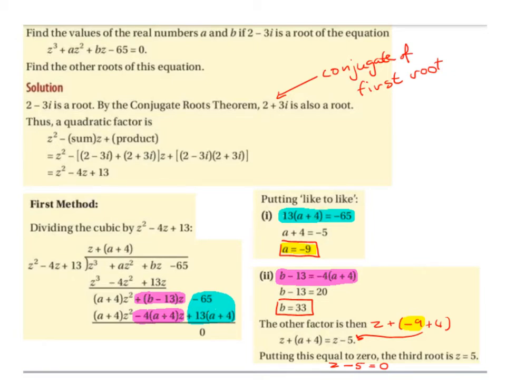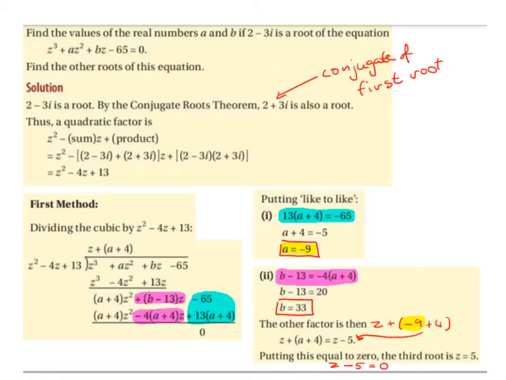So we're left with b minus 13z and minus 4 times a plus 4z. And we're going to put like to like. And likewise, we're left with minus 65 and 13 times a plus 4. And again, we'll put like to like. So we'll have 13 times a plus 4 equals minus 65. Minus 65 divided by 13 is minus 5. And minus 5 minus 4 is minus 9. So we're left with a is equal to minus 9.